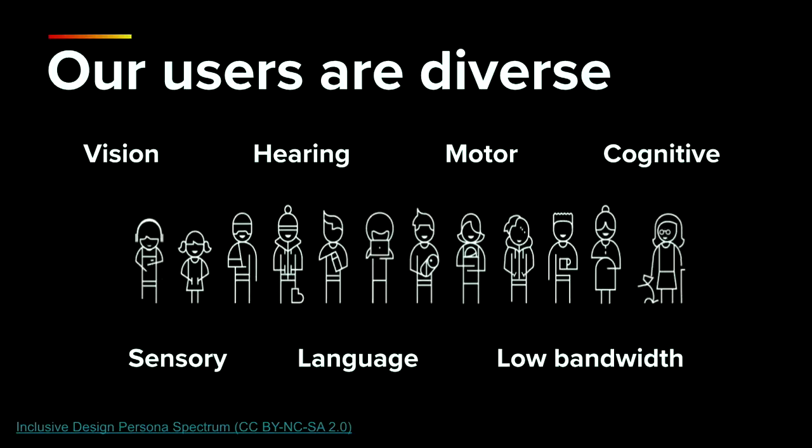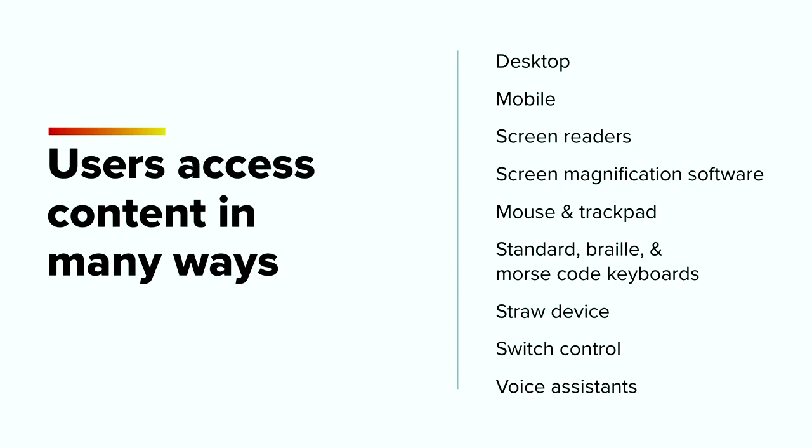So why accessible components, and why should we care? Well, our users are diverse, and they access our page in many ways. For example, users will use desktop and mobile, but they will also use a screen reader, screen magnification software, mouse and trackpads, standard Braille and Morse code keyboards, straw devices, switch controls, voice assistants, think Alexa.